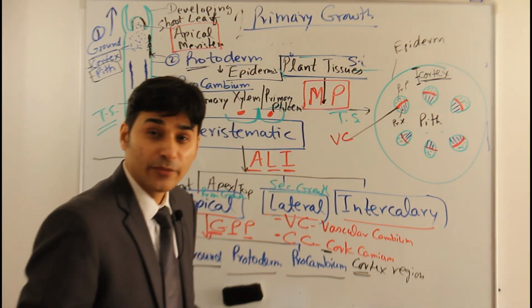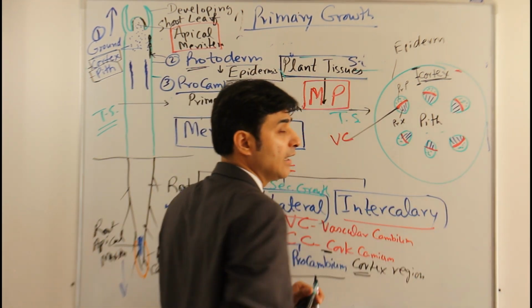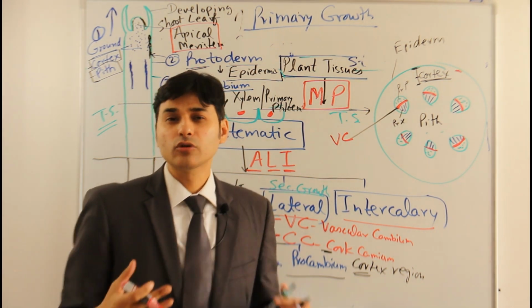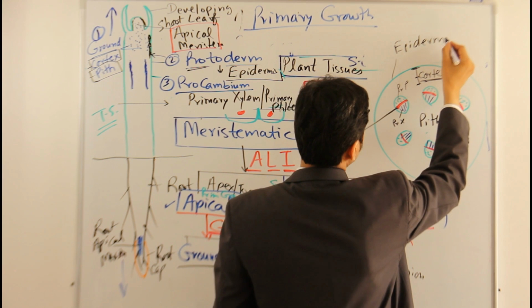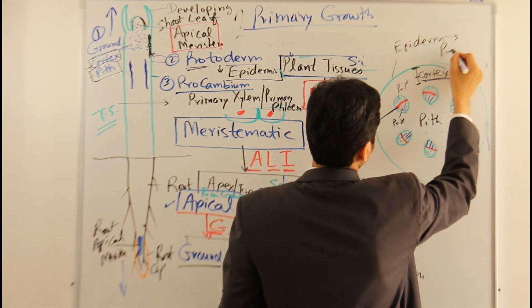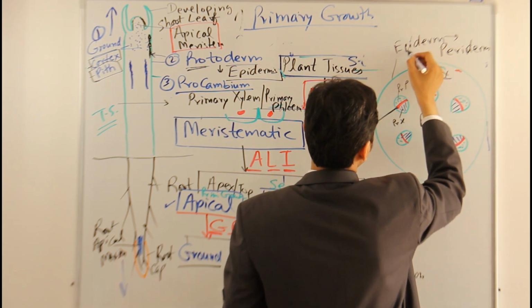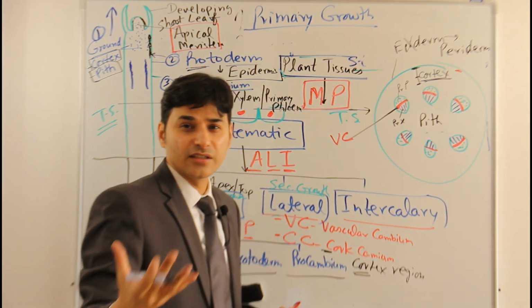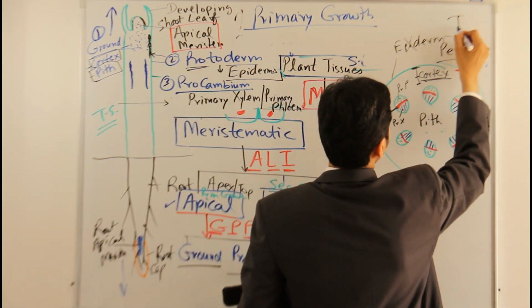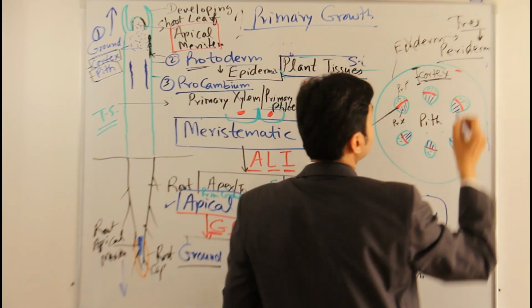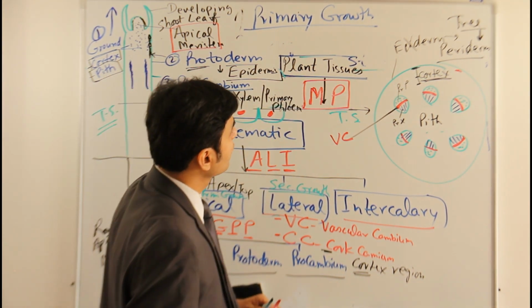So what is a Cork Cambium? Cork Cambium is a group of cells which are present below the epidermis, and later on when secondary growth happens, the epidermis is changed into periderm in the tree. Epidermis is generally in the young stem. In old matured trees, it will be called periderm, and the concept of bark we will discuss in a different video.